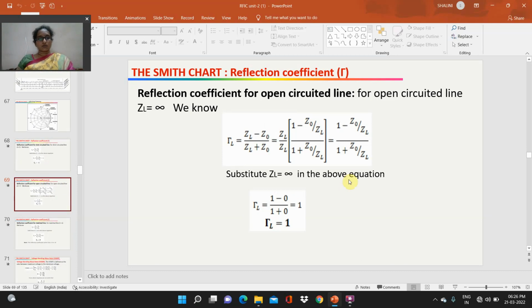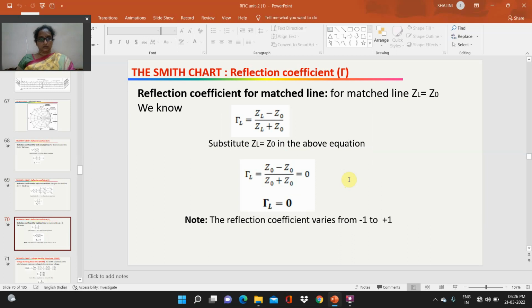Reflection coefficient for an open circuited line, that is ZL is equal to infinity: here gamma L is equal to 1. Reflection coefficient for a matched line, that is gamma L is equal to 0. The reflection coefficient varies from minus 1 to plus 1.